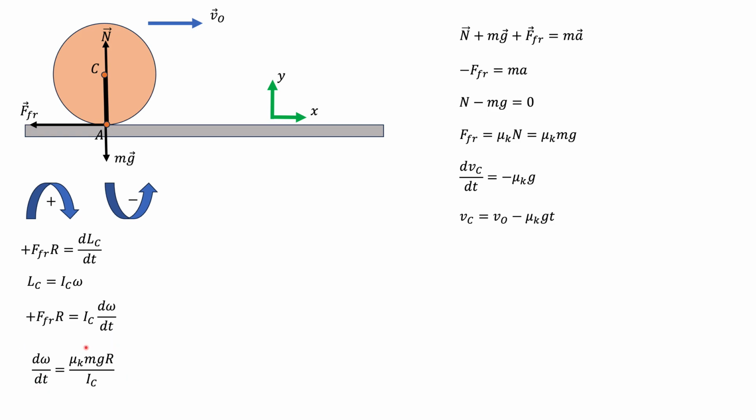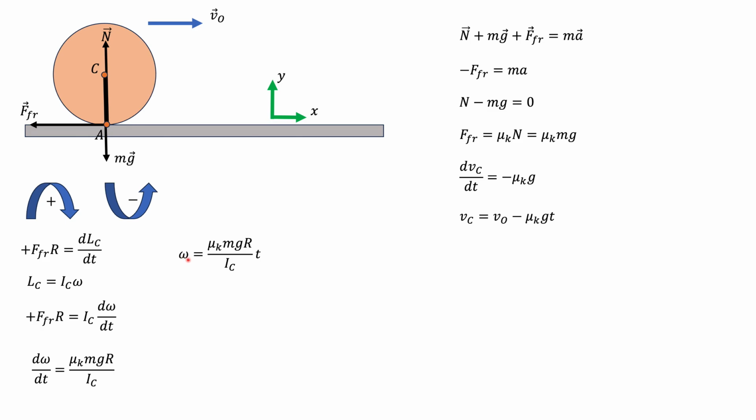Angular acceleration is constant, therefore angular velocity is a linear function of time. It's going to be written this way. Notice I already took into account that when t equals 0, omega should be 0. At the first moment, the object is not rotating.